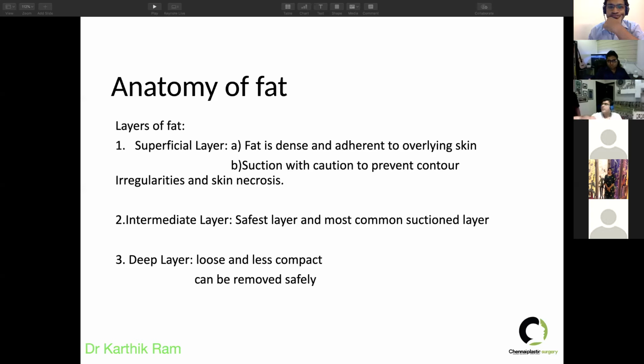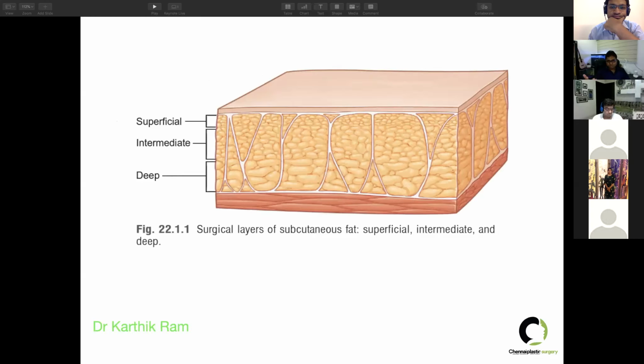So this is a little common anatomy of the fat. See, a lot of textbooks say it's a superficial layer, intermediate layer, deeper layer. Usually most of the work is in the intermediate and deeper layers, and the superficial fat, usually it is dense and very adherent to the skin. When you do superficial liposuction, yes, we do superficial liposuction in sculpting work, but if you're not careful, you end up getting skin irregularities as well as skin necrosis, skin death, and pigmentation. These are all the complications that happen if you are doing a lot of superficial liposuction. So usually this is the diagram of how superficial fat and intermediate fat and deep fat look.